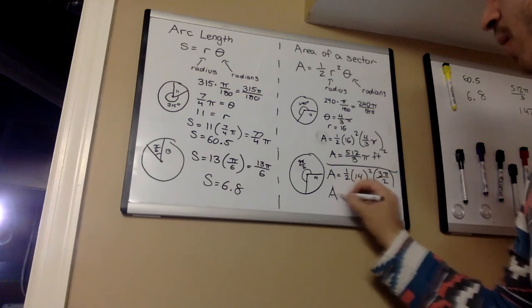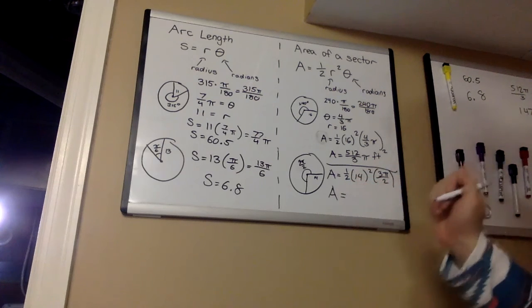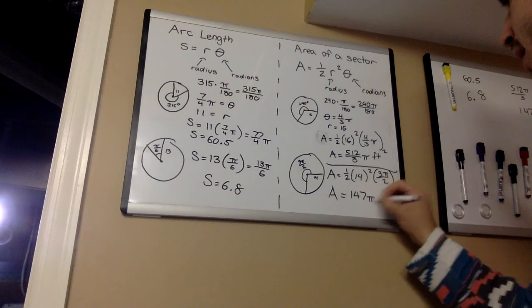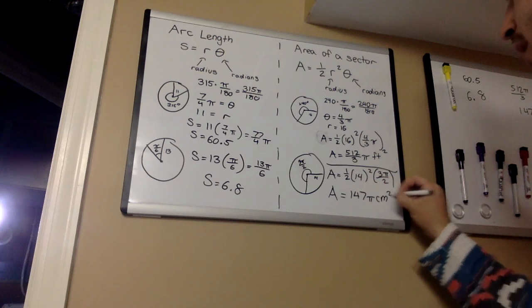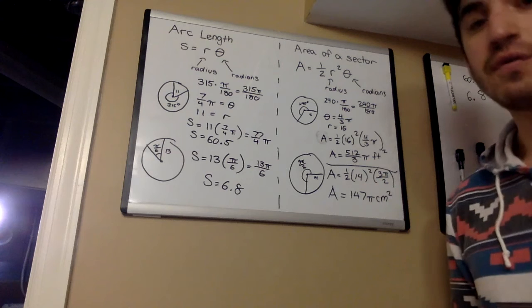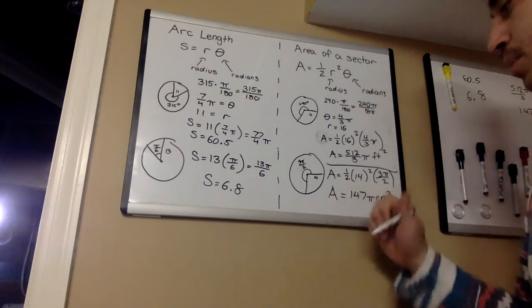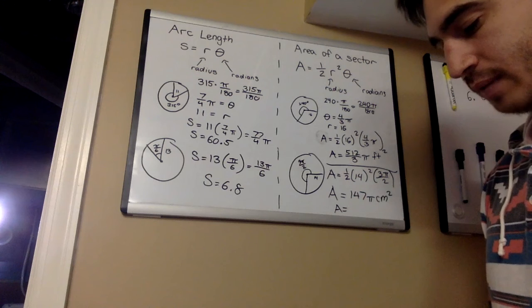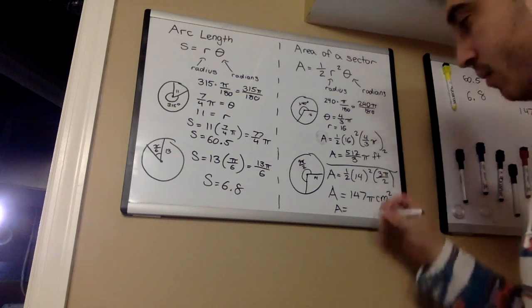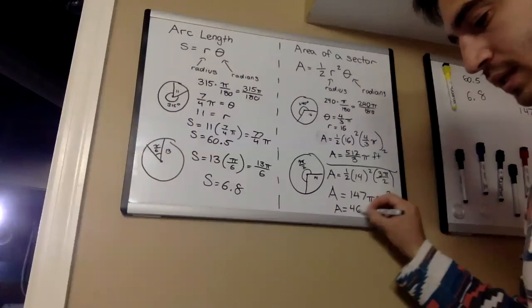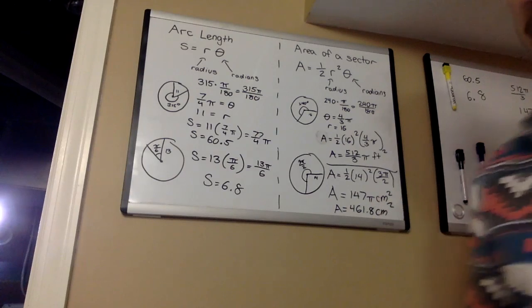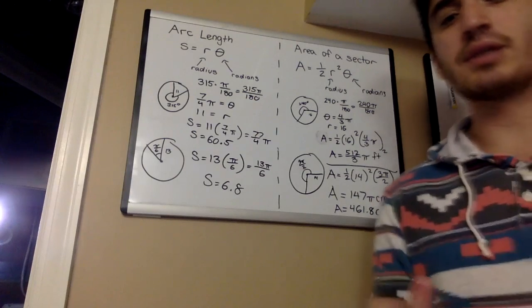If we put that whole thing into the calculator without putting the pi, you should be getting 147 pi centimeters squared. Once again, if they ask you for a rounded value, just put this into the calculator. I'm just going to do this one quick. 147 times pi, we get 461.8 centimeters cubed. If you guys have any questions, please just let me know.